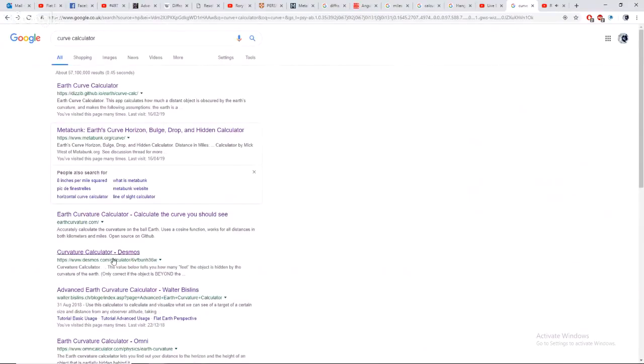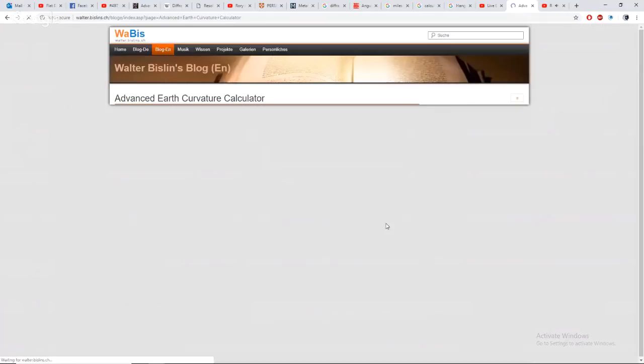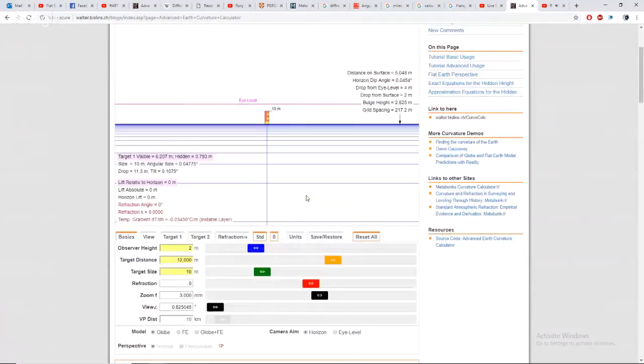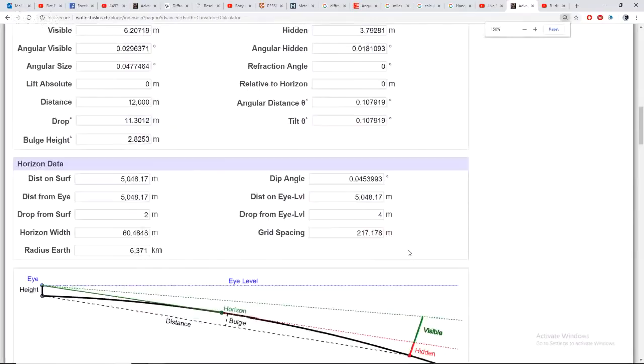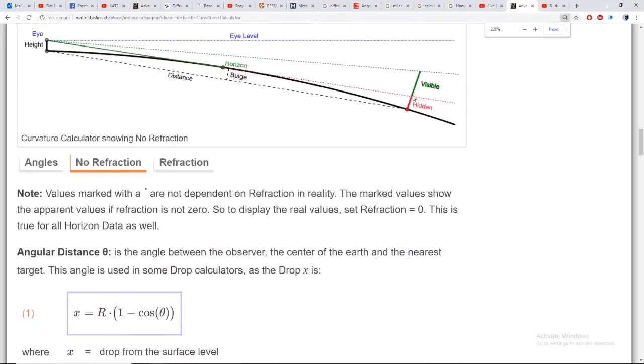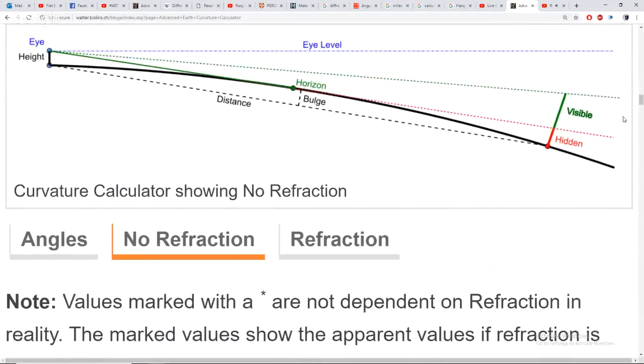Let's use this other guy, Walter Bislin's, the one that they all harp on about. So here we've got Walter Bislin's. Again, let me just scroll in here so that you can see. We have a visible part, which is over here, and we have a hidden part. Nowhere do we have a gray area that says the angle is too small that you can't see it, right?